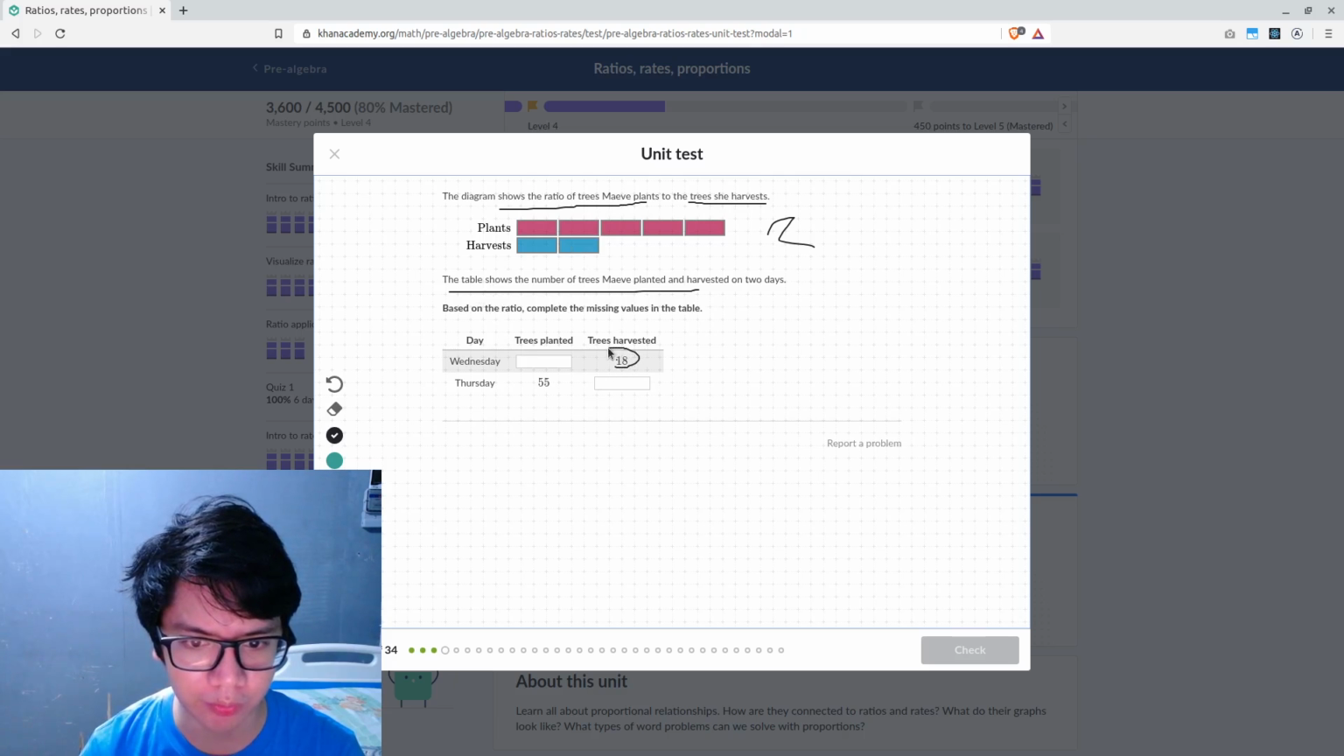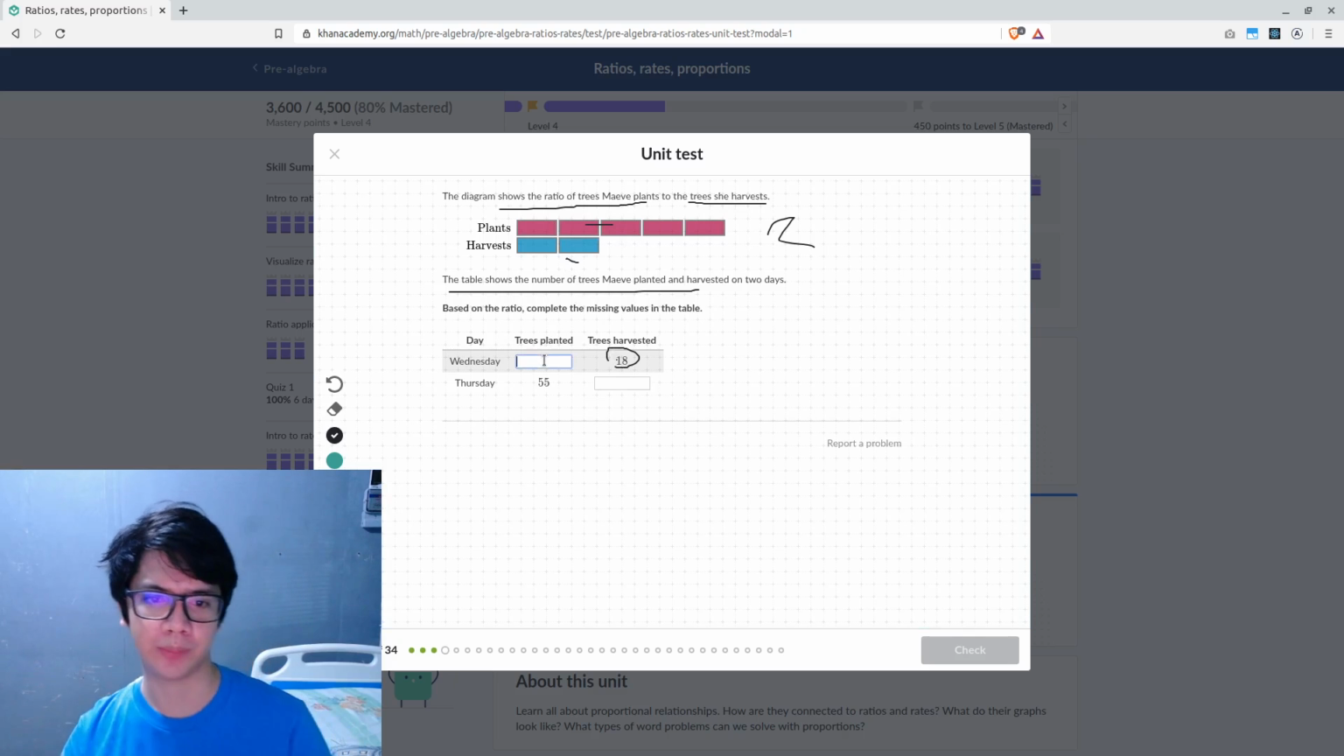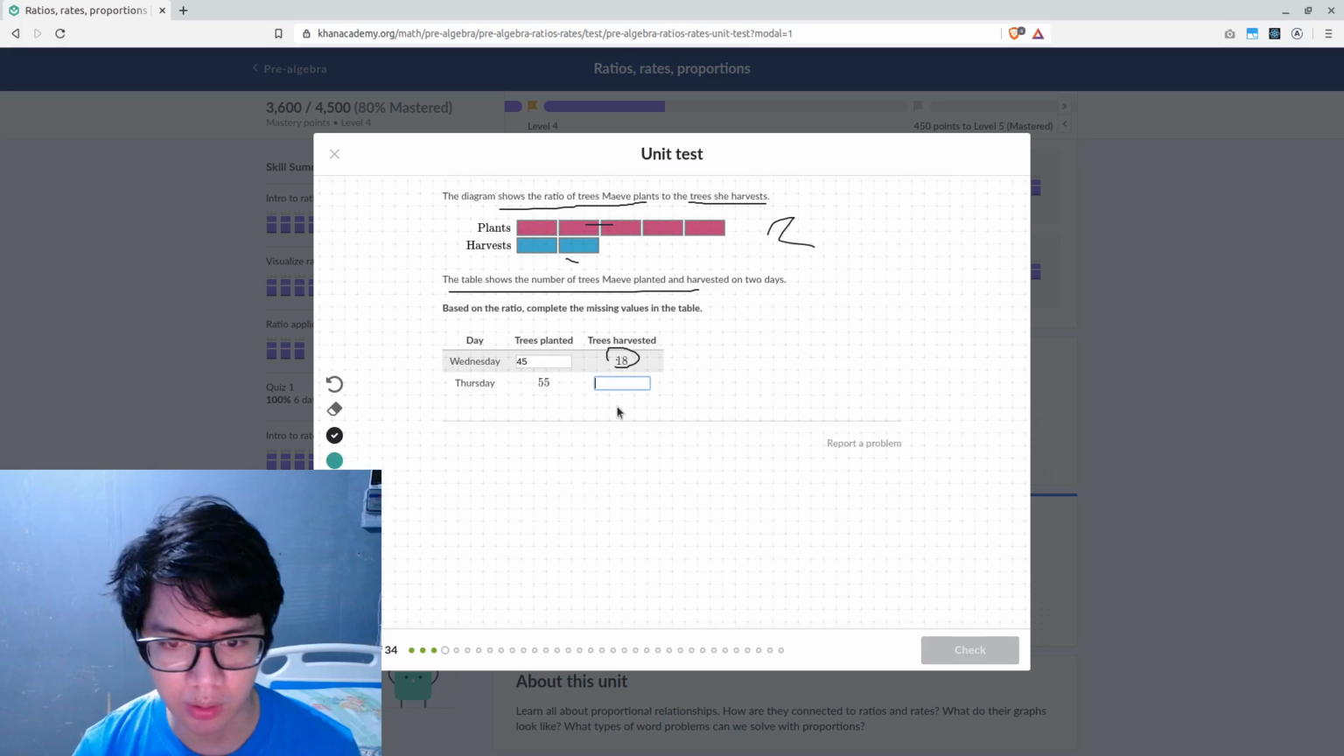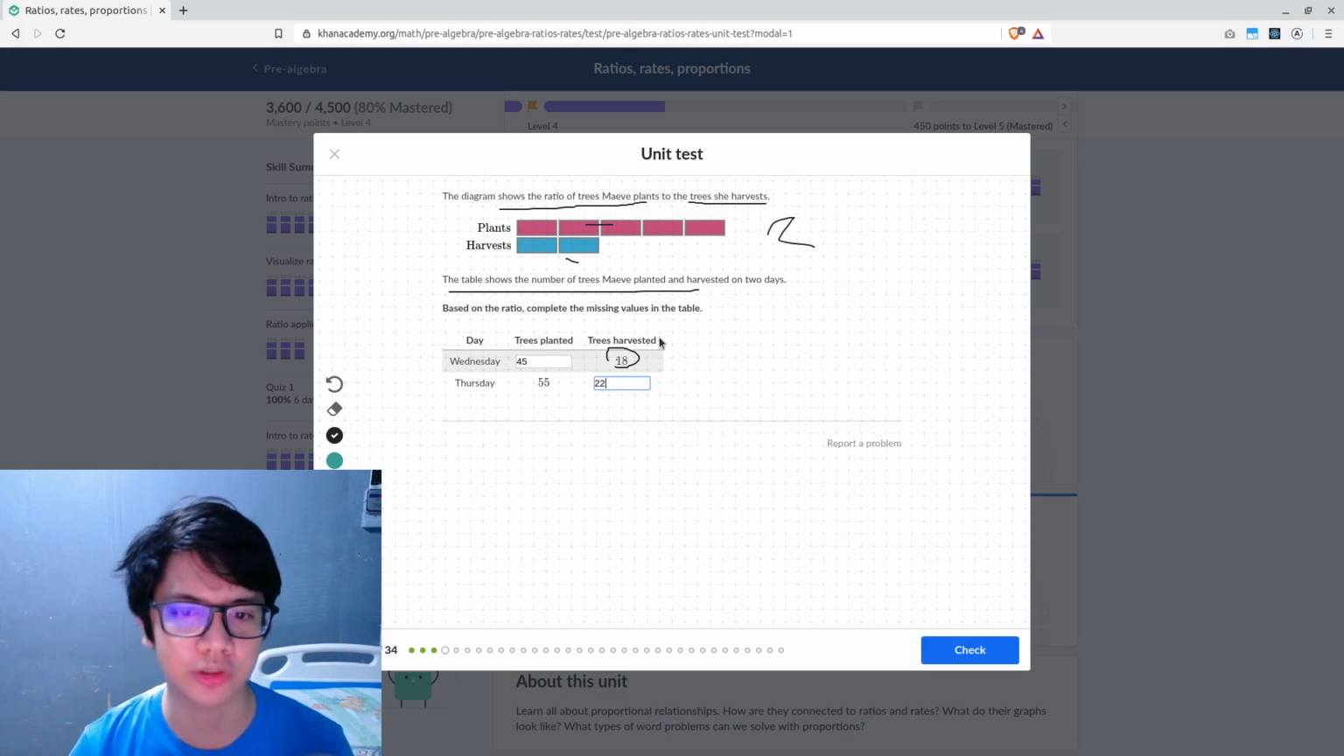It's actually 18 over here. If that's 18, this is multiplied by 9, so I'm gonna multiply this by 9. So we have 45 over here. So I guess it's multiplied by 11, so we're gonna get 22, right? Oh shit, I could be wrong.